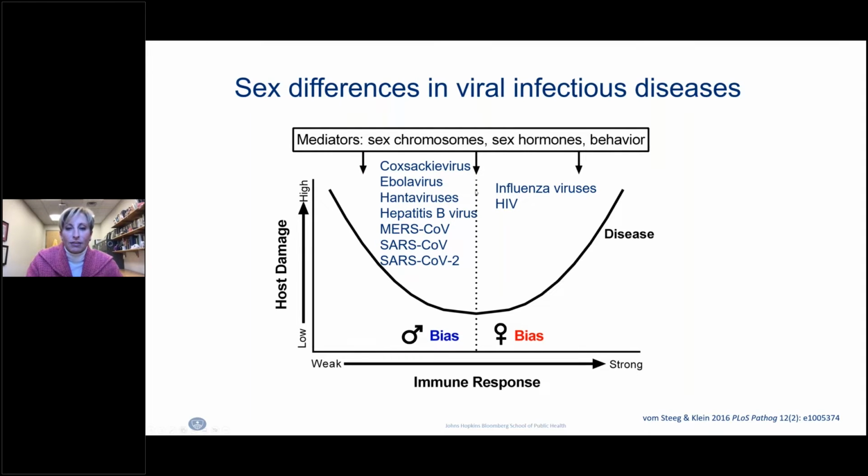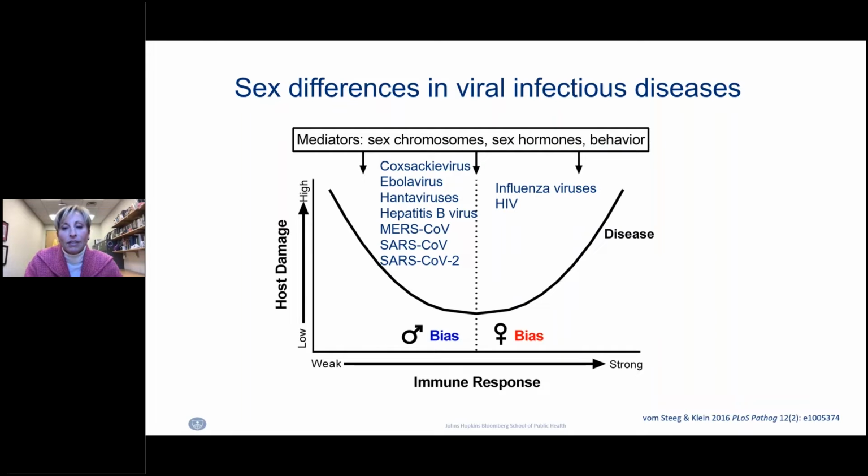And what I've done here is I've drawn a stippled line in the middle, and I've put males on one side and females on the other. As was illustrated in the introductory remarks, we do have infectious diseases for which we see a male bias, meaning that males suffer a worse outcome. And you'll note that SARS-CoV-2 is on this list.